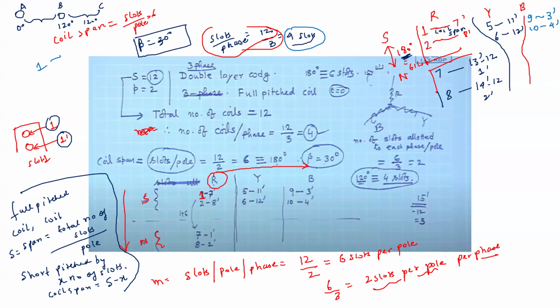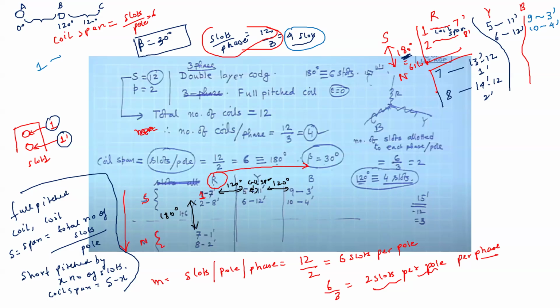So let me write it like this. This difference is 120 degrees, this difference is 180 degrees. And this gap in between is the coil span. Like this. So here also you can finish this.